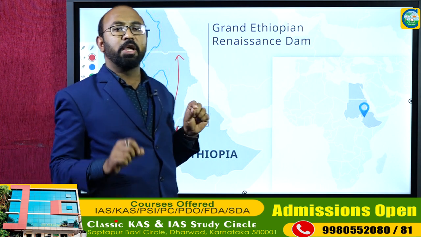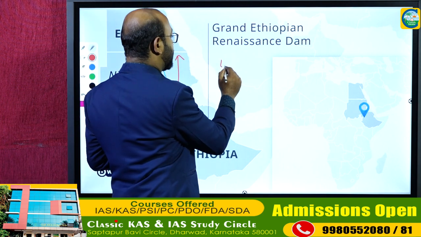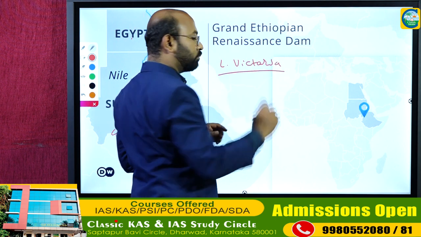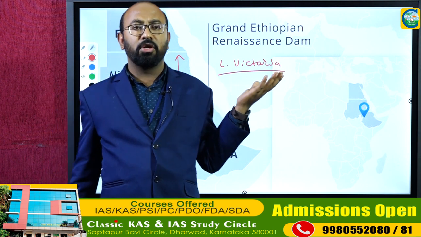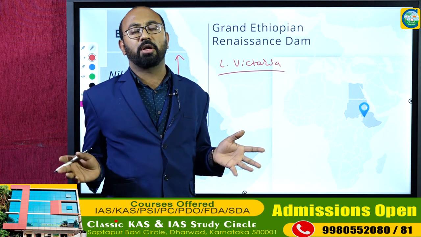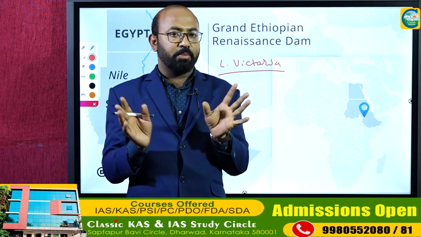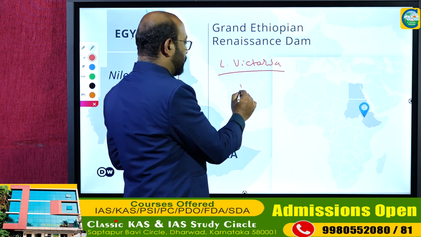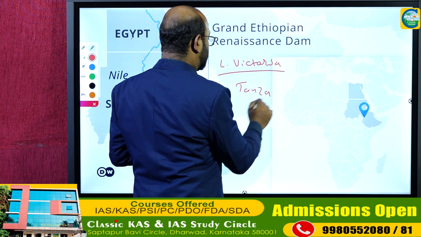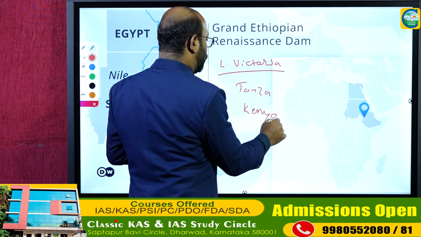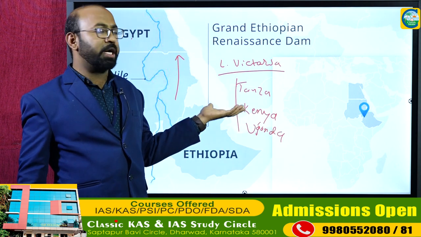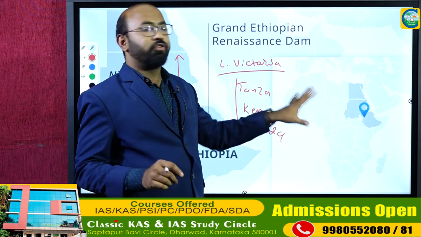Now, I said this White Nile originates in Lake Victoria. This is a very important lake, Lake Victoria, one of the largest lakes in the African mainland. There are three countries which share the border with Lake Victoria. They are Tanzania, Kenya, and Uganda. These are the three countries which border Lake Victoria, right?